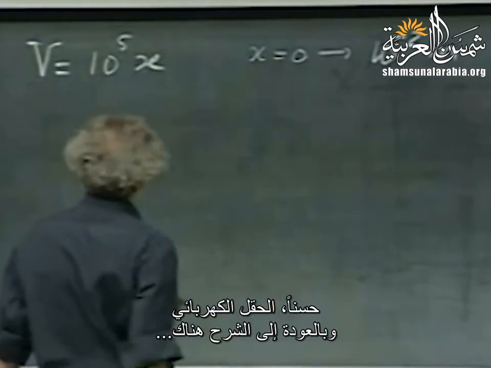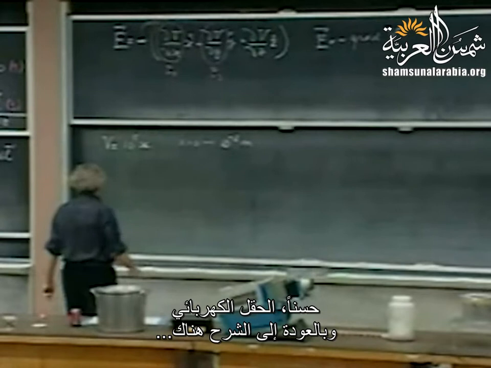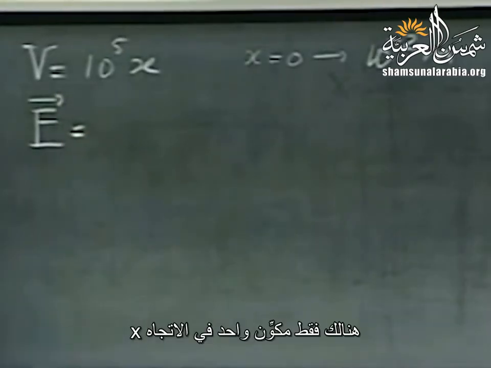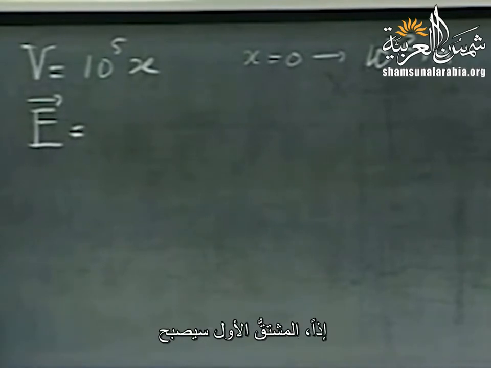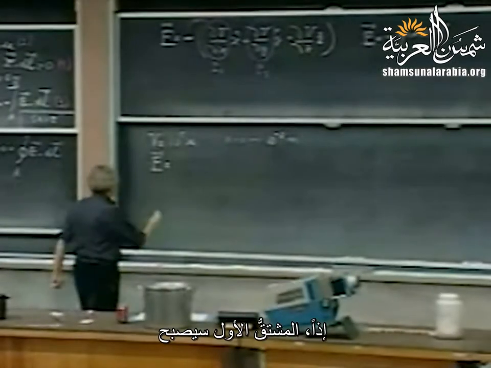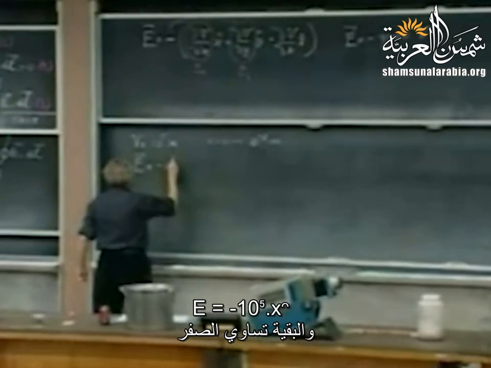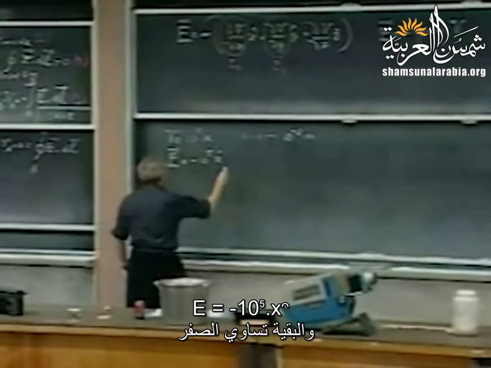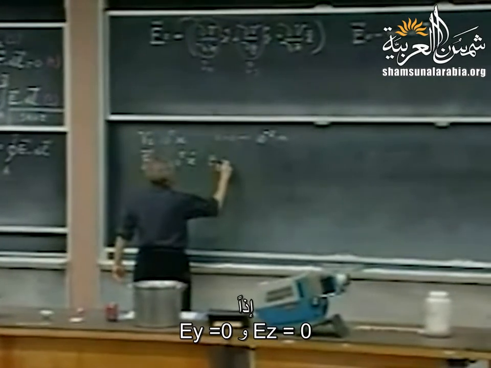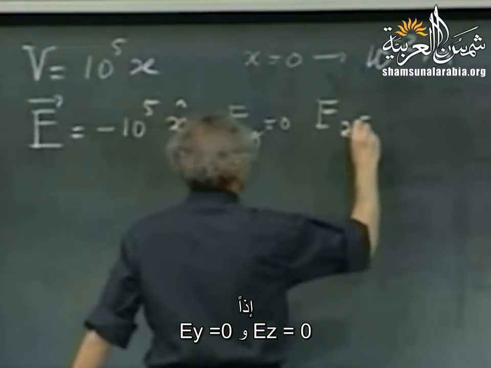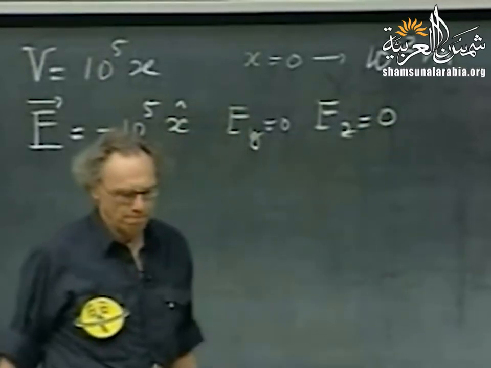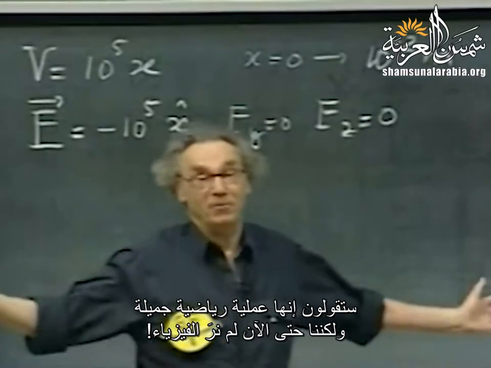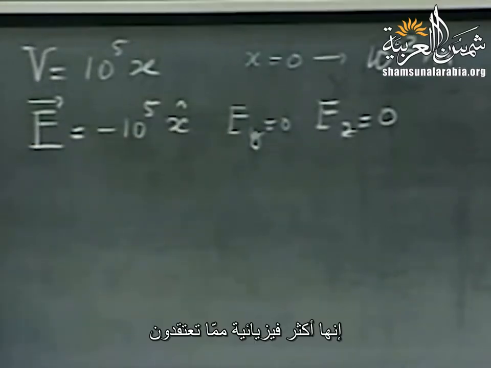Well, the electric field, I go back to my description there, there's only a component in the x direction, so the first derivative becomes minus 10 to the fifth times x roof, and the others are 0. So Ey is 0, and Ez is 0. So you may say, well, nice mathematics, but we don't see any physics. This is more physical than you think.